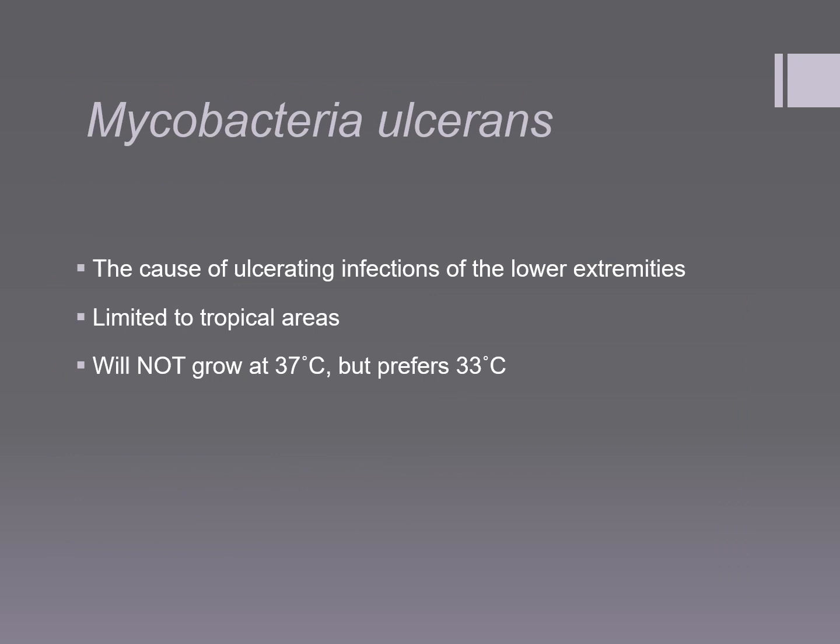Mycobacterium ulcerans is the cause of ulcerating infections of the lower extremities. And this is kind of limited to tropical areas like parts of Australia and Africa. It is a slow grower. This organism requires 6 to 12 weeks to grow. It's not going to grow at 37 degrees, but it does prefer 33 degrees Celsius.